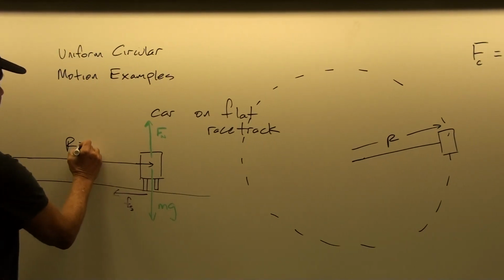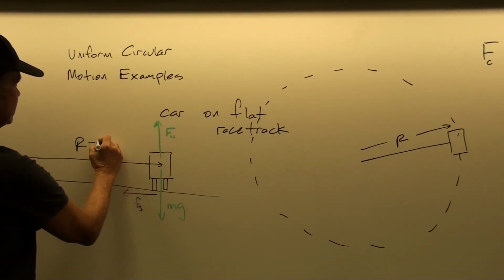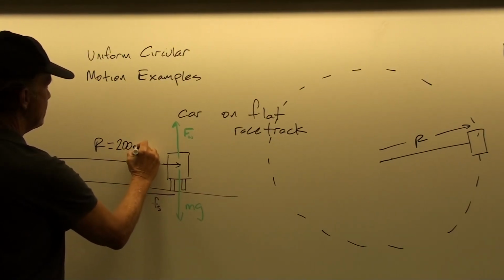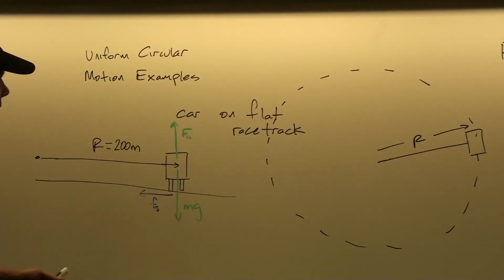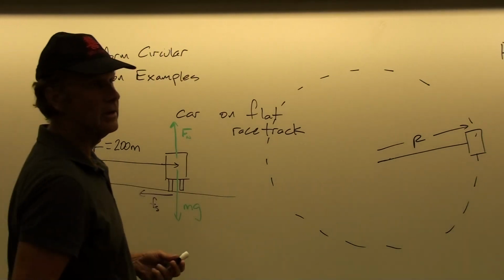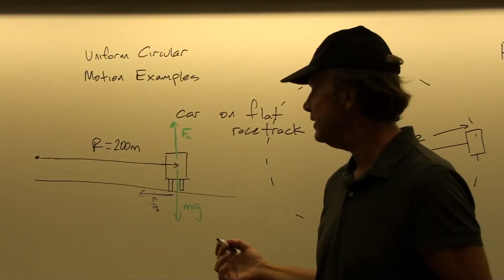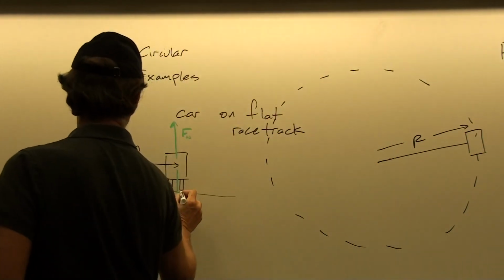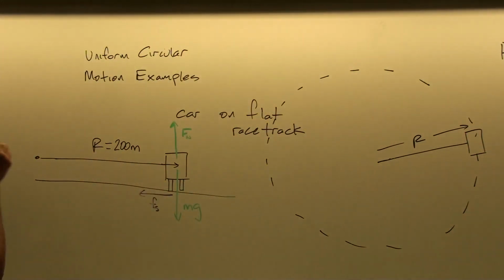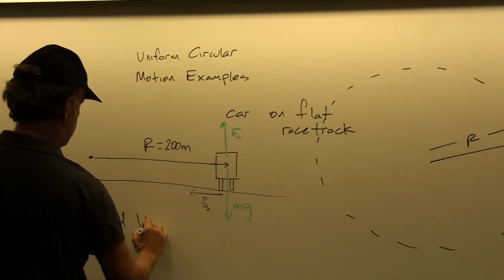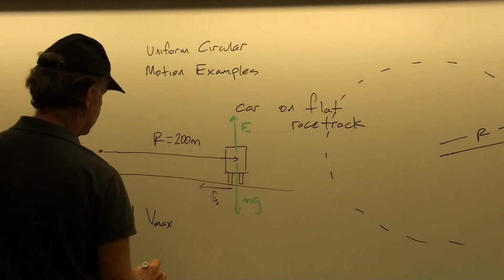Say that the radius of the racetrack is 200 meters. I'm not even going to tell you what the mass of the car is, because that's going to cancel out. What I'm looking for here is the maximum speed that this car can travel in this circular path before the car starts to slide.